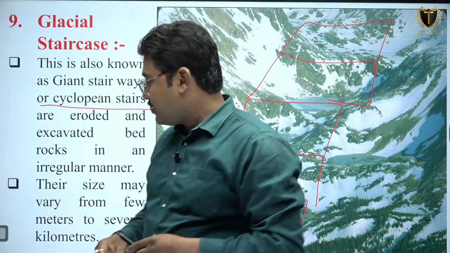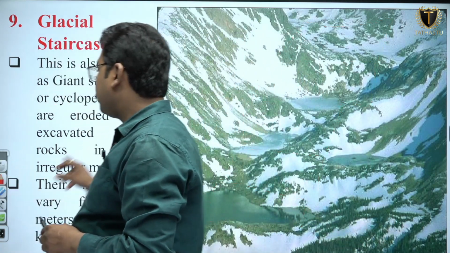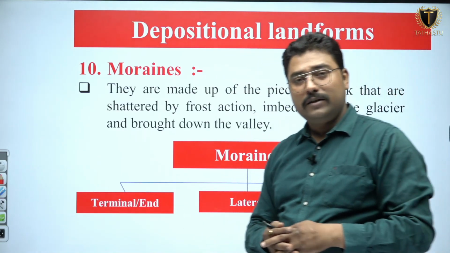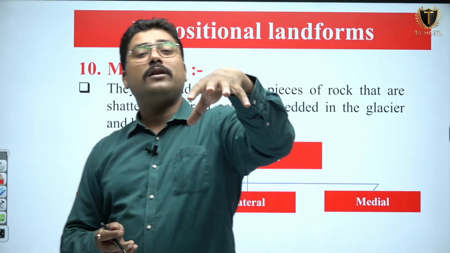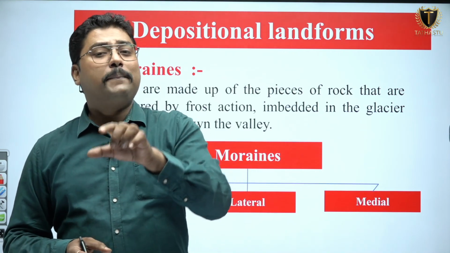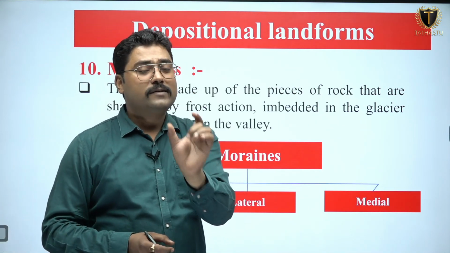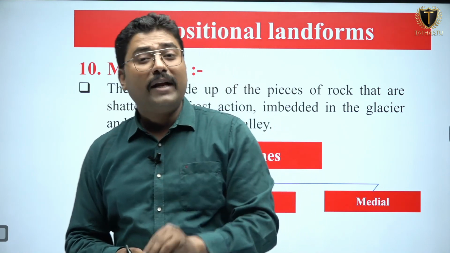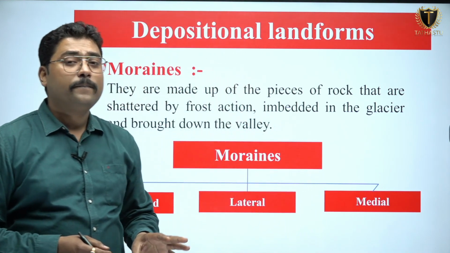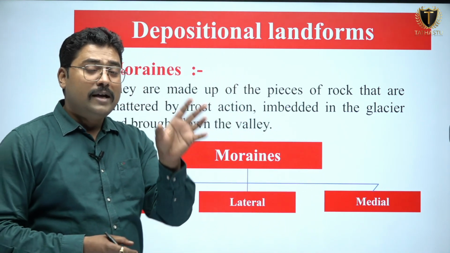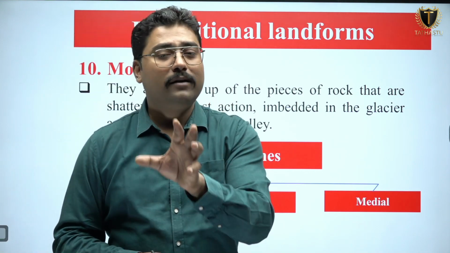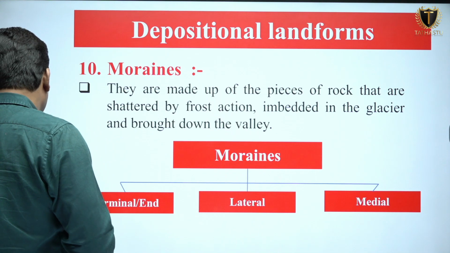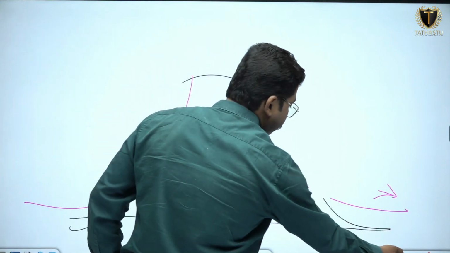After the glacial staircase, the next features which glaciers are going to make will be the depositional features. Till here the erosional features were made. In depositional, the first section of the depositional features will be the moraines, and moraines are mainly of three types: the medial moraine, lateral moraine, and the terminal moraine. Let me show you the medial, terminal, and the lateral moraines.